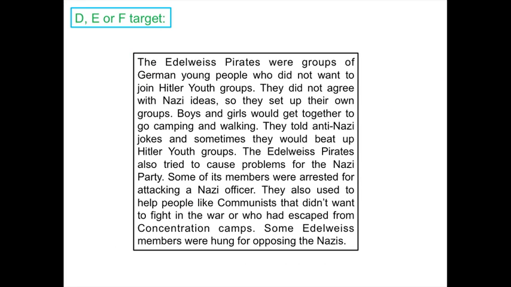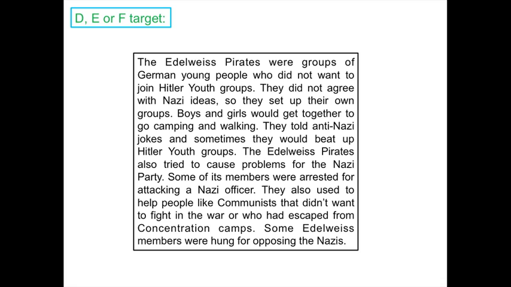This is a target grade D, E or F answer. The Edelweiss Pirates were groups of German young people who did not want to join Hitler Youth groups. They did not agree with Nazi ideas, so they set up their own groups. Boys and girls would get together to go camping and walking. They told anti-Nazi jokes, and sometimes they would beat up Hitler Youth groups.